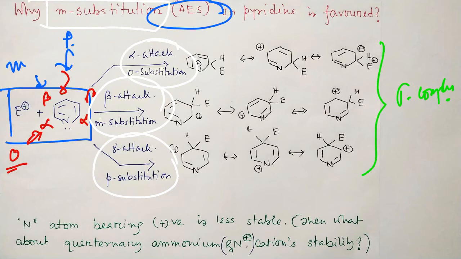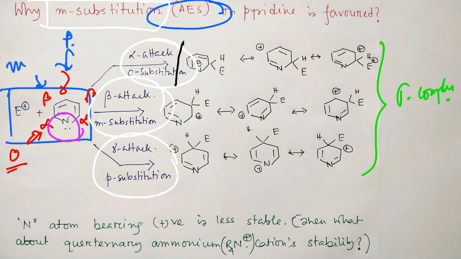By the way, first of all, because of the presence of this electronegative nitrogen, reactivity decreases. This is the first point. The second point is we'll discuss how, in alpha and beta attack, the positive charge is delocalized. First of all, look at the canonical forms.